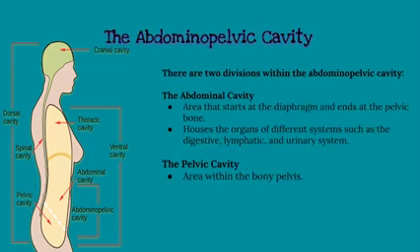There are two divisions of the abdominal pelvic cavity. There's the abdominal cavity and the pelvic cavity. Now, as you can see, the abdominal cavity is the area that starts at the diaphragm and ends at the pelvic bone. And in this cavity, you'll find the digestive system, the lymphatic system, and the urinary system. Now, the pelvic cavity is going to be the area that occupies the bony pelvis.